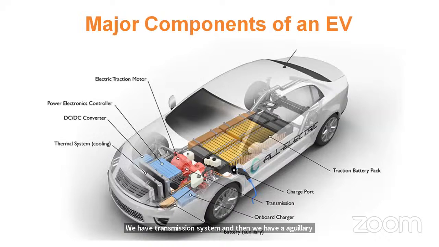The auxiliary battery is for the lights and whatever other accessories are there apart from the motor; they also need some electricity. But since they run on a lower voltage system, like a 12-volt system, there is an auxiliary battery for that, which also gets charged from the main traction battery, and then it supplies the power to other components. We have thermal systems. Many of you might have heard that an electric vehicle catches fire. Why is this happening? Because proper thermal management is not there.